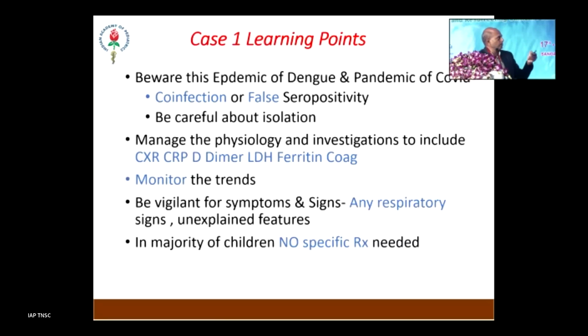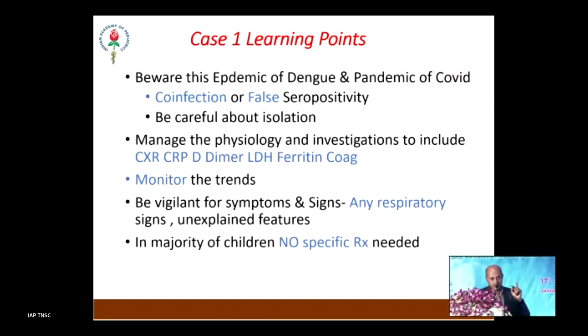What did we learn out of this case? What are the challenges? Whenever there is an epidemic or endemic of dengue, and a pandemic of COVID, co-infection is a known thing, and false positivity is also possible, especially IgM, IgG for dengue. We need to be careful about the clinical condition. You need to treat the clinical condition. And if COVID RT-PCR is positive, we need to isolate these children.